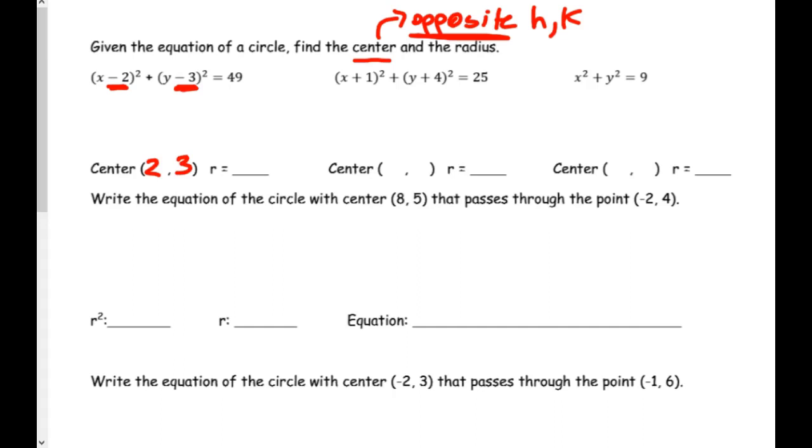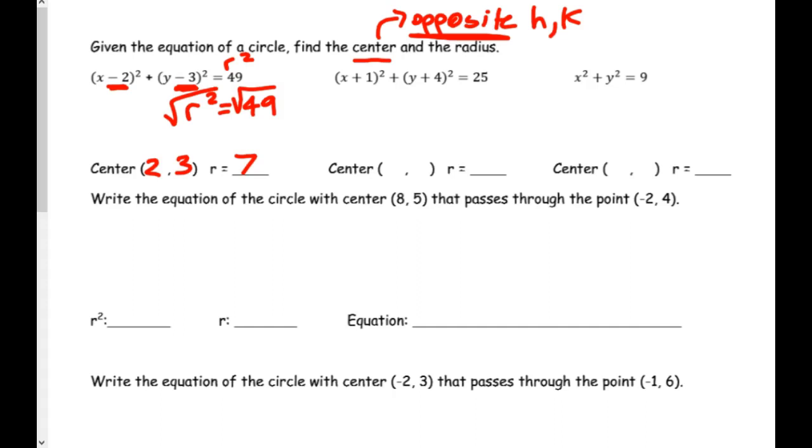Okay. And then r. Now here's the deal. R is not 49. Because if you remember, in your equation, this is r squared. So if r squared equals 49, what's my step to get r by itself? Square root. What's the square root of 49? 7. Easy? Hard? Más o menos?